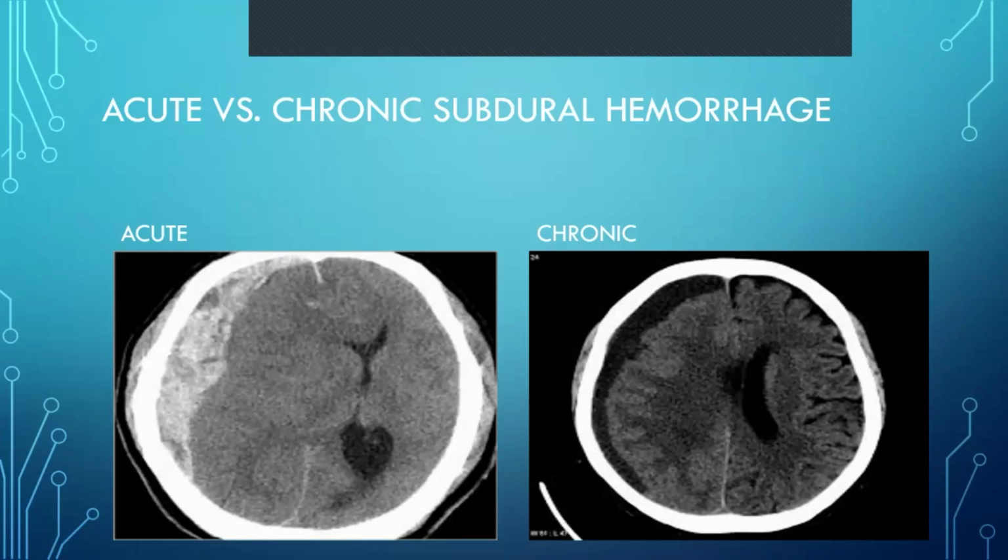So here we look again at an acute versus a chronic subdural hemorrhage. Again, we can see the brightness of an acute bleed versus the hypodense nature of a chronic bleed. And we can see the easy demarcation again of the acute bleed versus the chronic bleed as well.